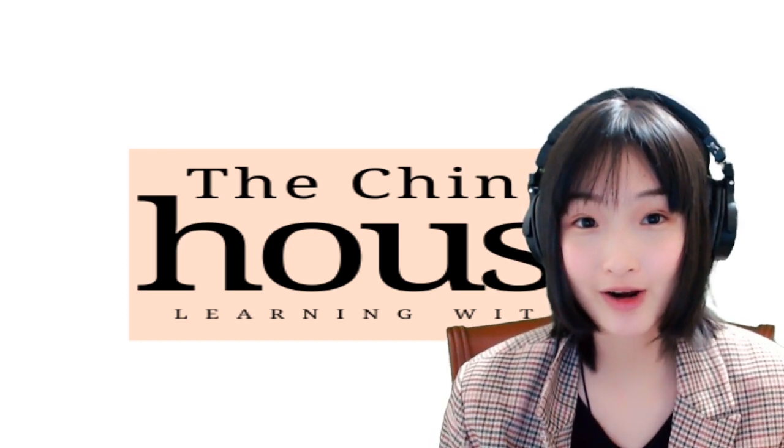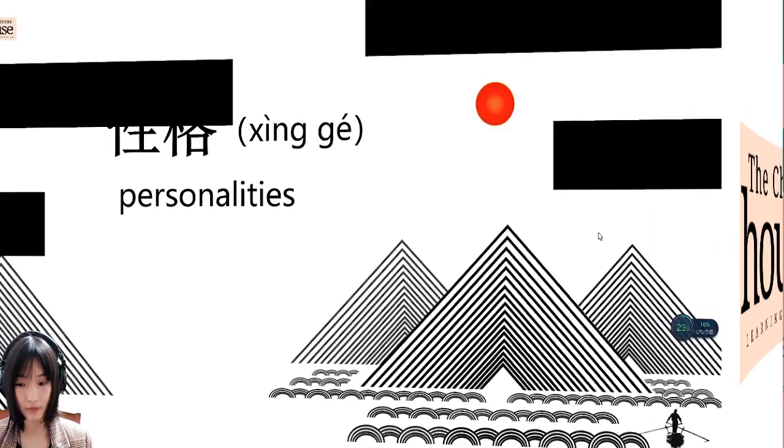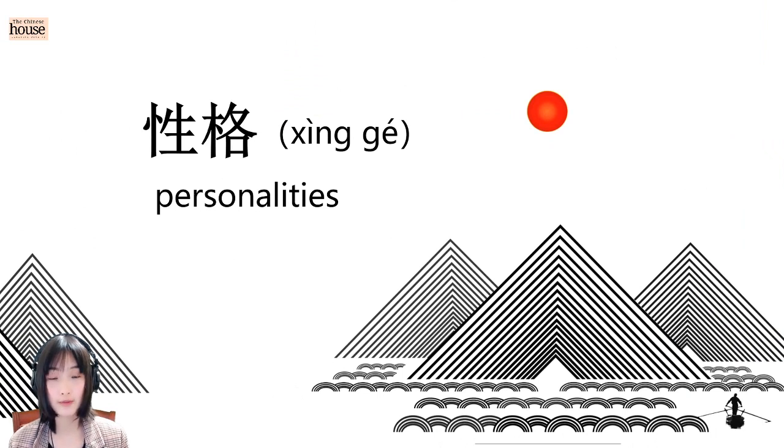So let's start the course today. So first we should get familiar with these two new characters. Personalities. 性格, first tone 性, 格, second tone 格. Right after me, 性格.